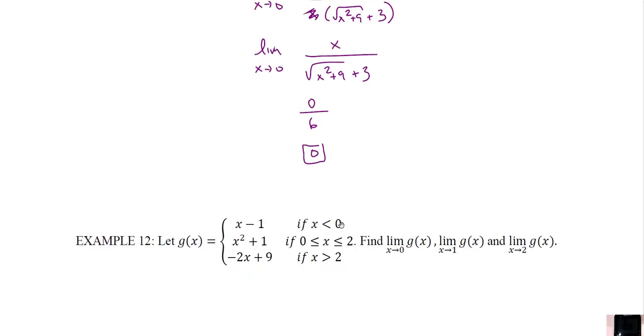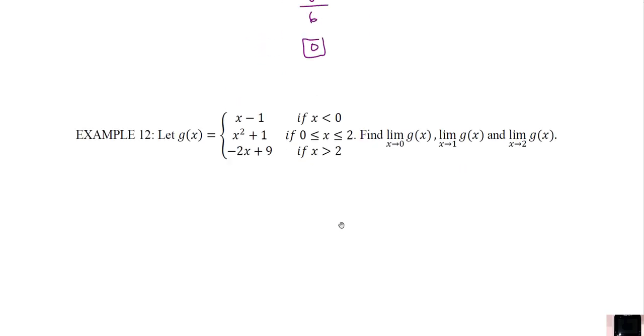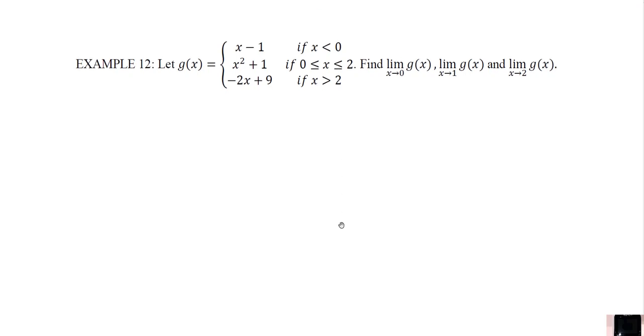And as one last example, let's do the limit. In this example, we're going to find all 3 of these limits. X approaches 0, x approaches 1, x approaches 2. In this piecewise scenario, 0 is a critical number, right? Something important is happening at 0. Let's see if the limits match up.